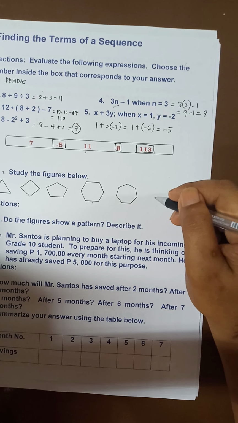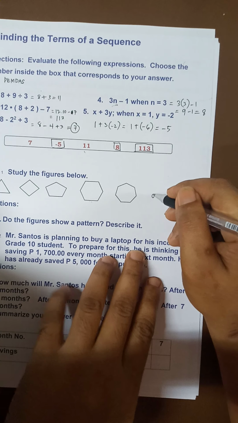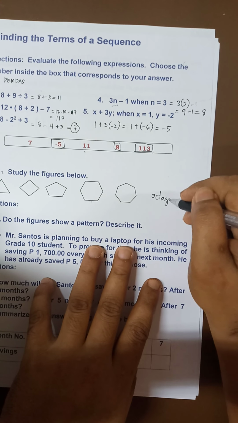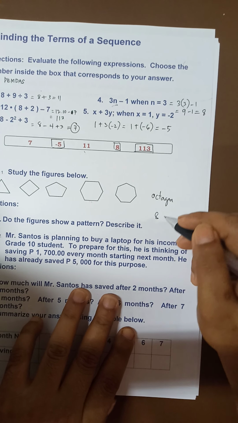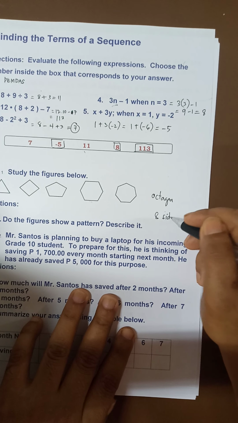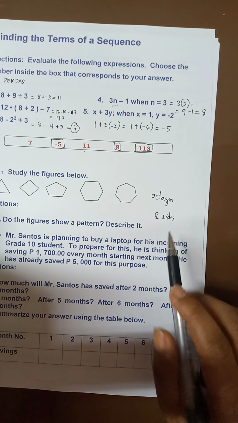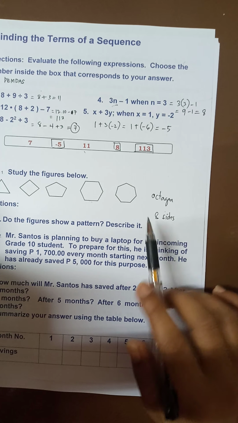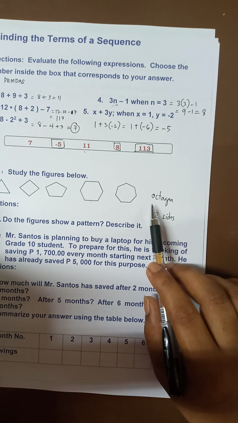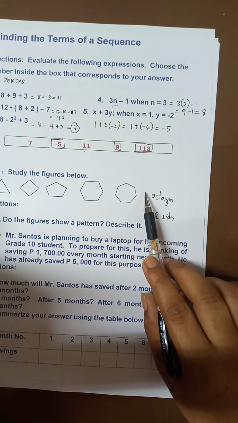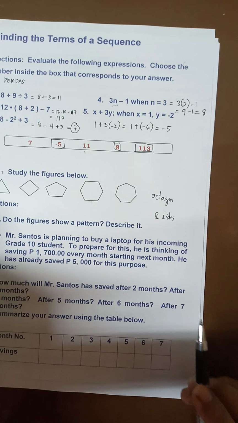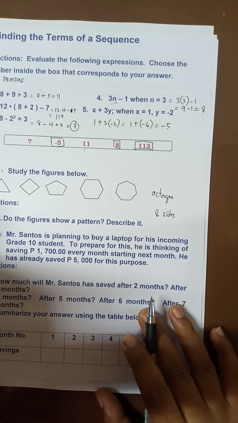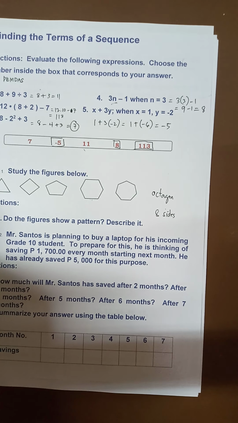So we have an octagon. An octagon is a figure with 8 sides. I will not draw it, but I know you already know the shape of an octagon: a closed figure or a polygon having 8 sides. So let us proceed to example number 2.